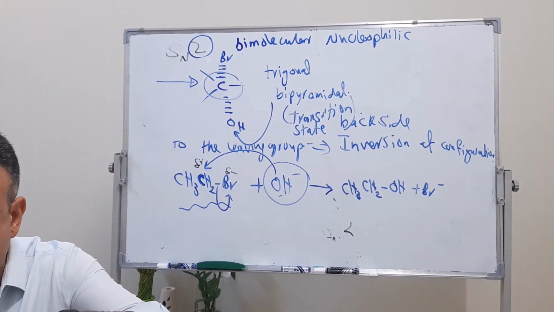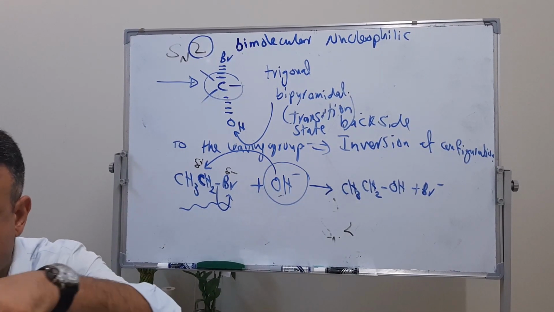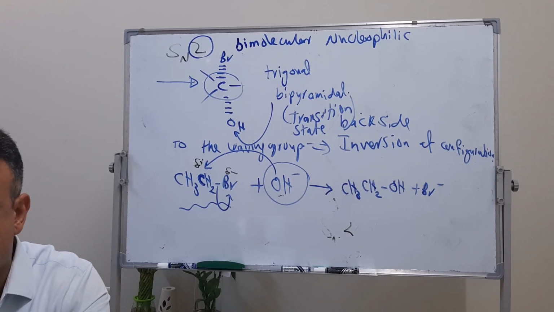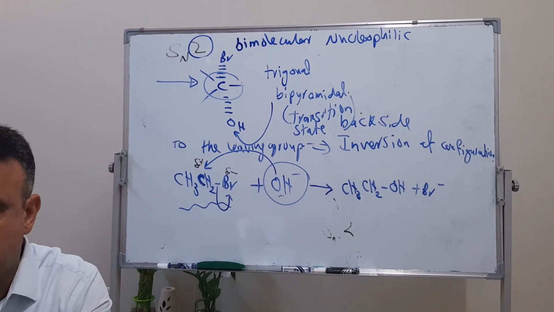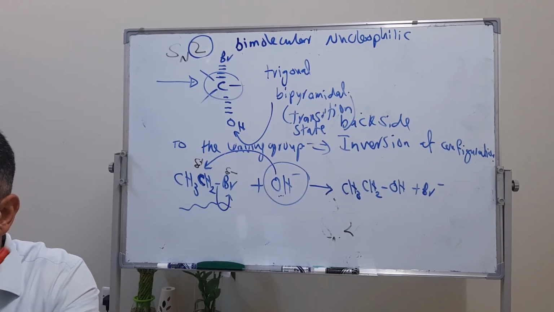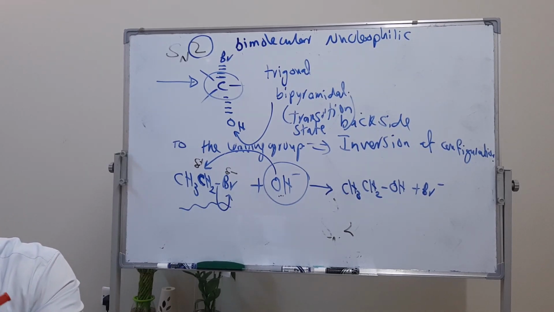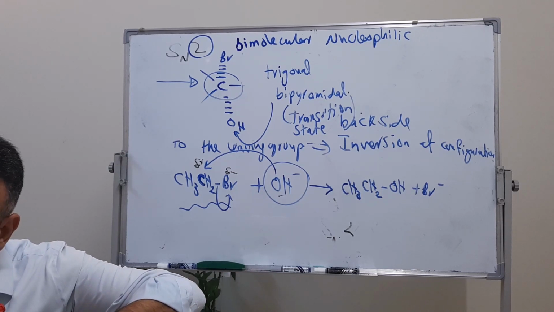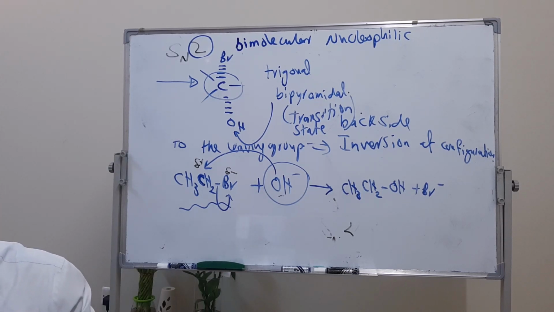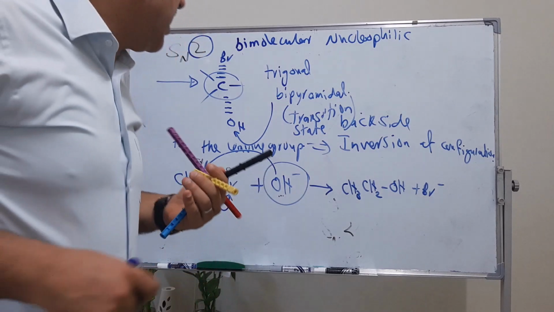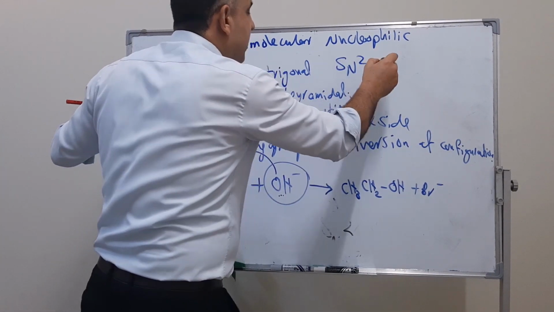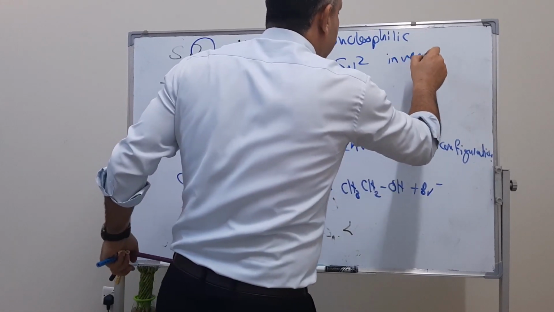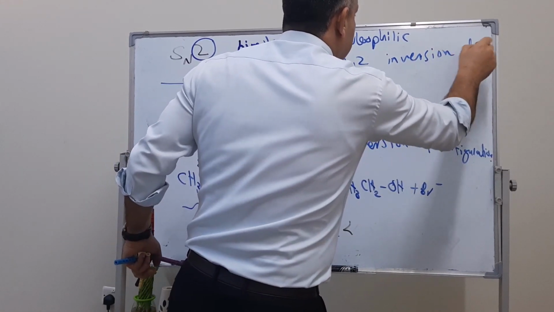And in this case, you see this umbrella which was below, when this attacks from here, this umbrella becomes up, and therefore this looks like this. It's something like that. Do you follow me? So that's what we call inversion of configuration. So we will always have the SN2 reaction accompanied with inversion of configuration. Inversion of configuration.